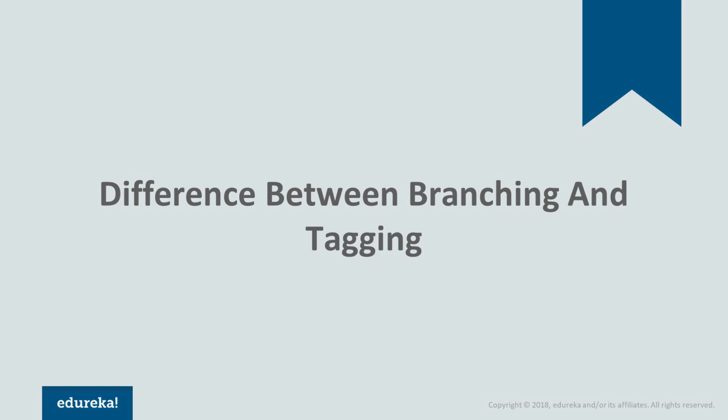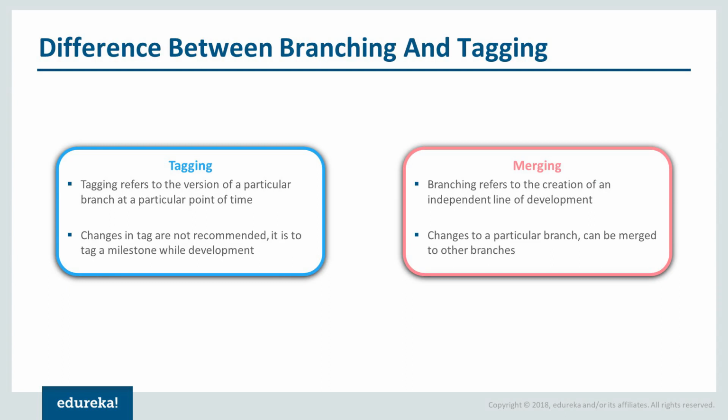Let's look at the difference between branching and tagging. Tagging refers to the version of a particular branch at a particular point in time, while branching refers to the creation of an independent line of development. So tagging is for our reference purposes, wherein I'm adding a bookmark, while branching means creating an independent line of development. Changes in tags are not recommended. It is to tag a milestone while development is in progress.